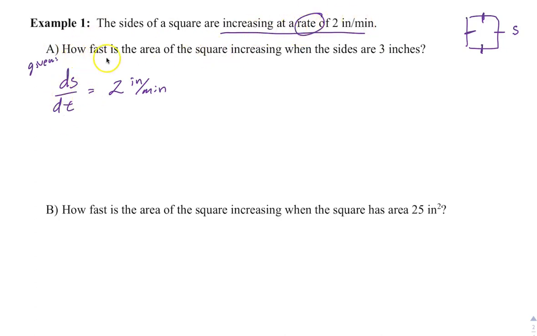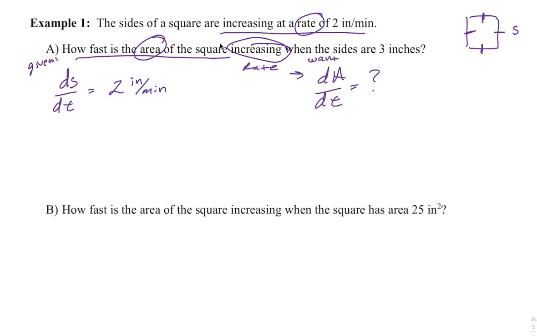And the question says, how fast is the area of a square increasing when the sides are 3 inches? So what we're looking for is right here. How fast is the area increasing? Notice it said increasing, so another rate. We're talking about the rate of the area. So that's going to be dA/dt. That's what we want. I want to know what dA/dt is. How fast is the area increasing? When the sides are 3 inches.